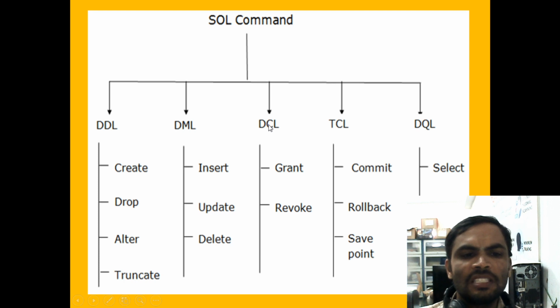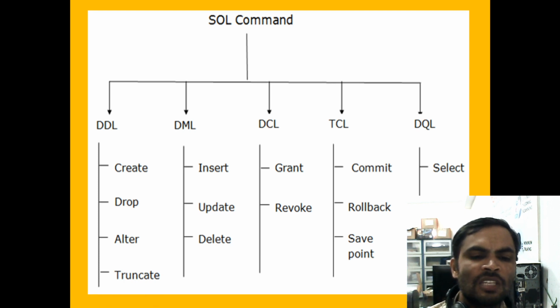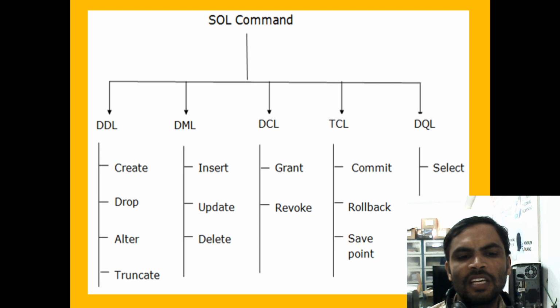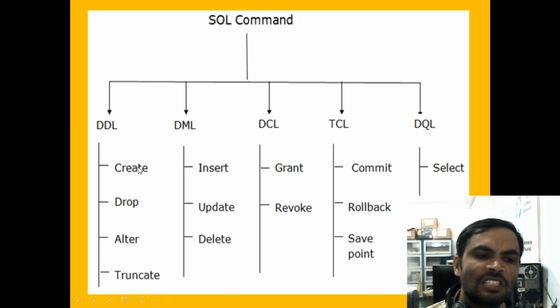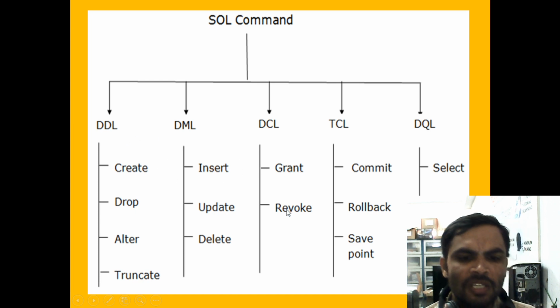Now coming to the DCL, data control language. This data control language we are using for grant and revoke. If you want to give the permission, this will be used by the database administrator, DBA, as grant and revoke. Grant means, suppose I created the table. After creating the table, with the help of the grant only we can give the permission. Means if you want to insert or if you want to update, we can give the grant. Revoke.